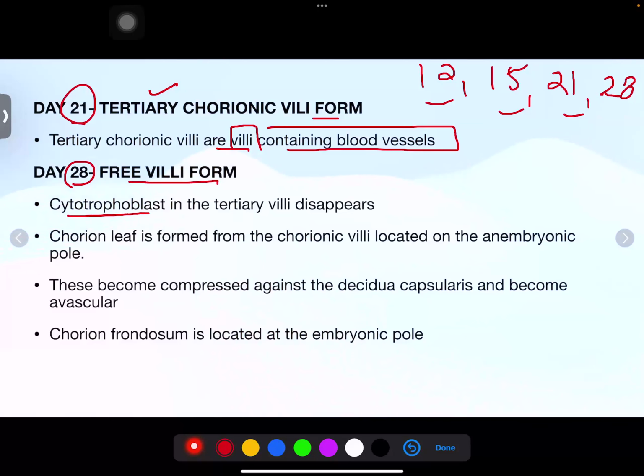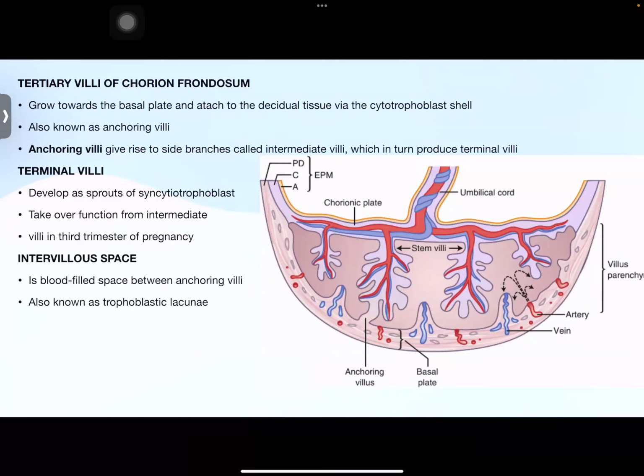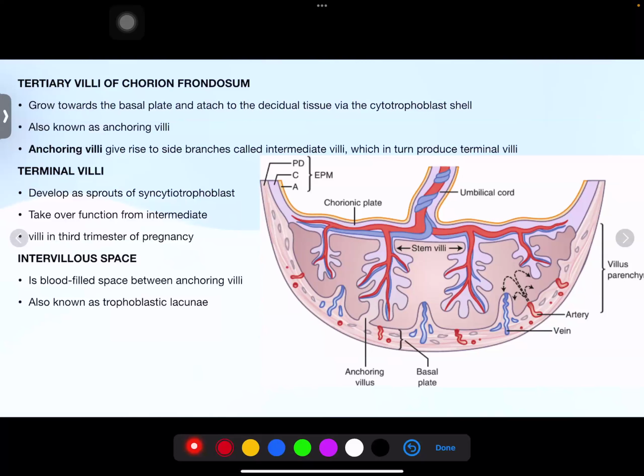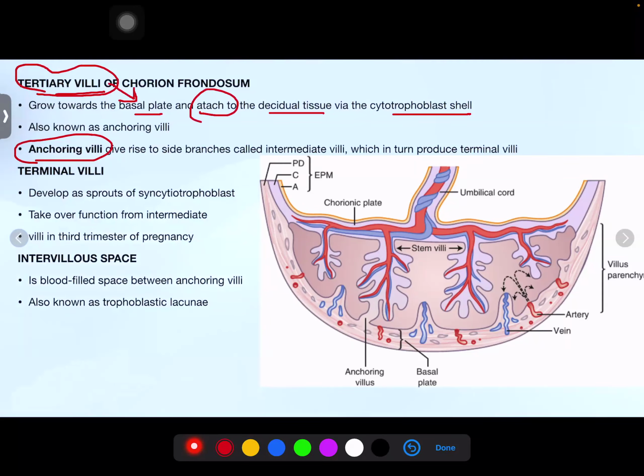Okay. Now after 21, at 28 days, you can say free villi form. The cytotrophoblast in the tertiary villi disappears. Chorion leave is formed from chorionic villi located away from the embryonic pole. These become compressed against the decidua and become avascular, and the chorion frondosum is located at the embryonic pole. Now, this is important here. The tertiary villi of the chorion frondosum grow towards the basal plate and attach to the decidual tissue via the cytotrophoblastic shell.